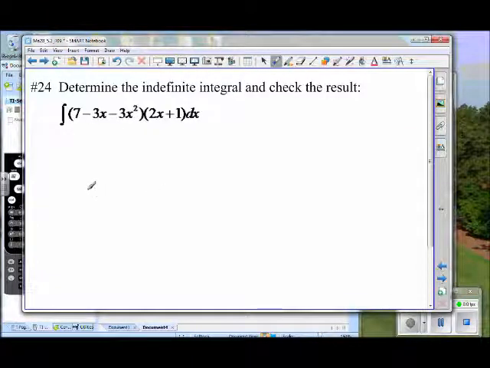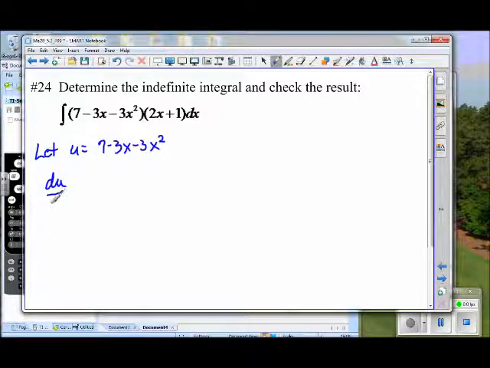Okay, next problem. Indefinite integral. We have this trinomial times this binomial times the differential. Again, we are wanting to look for a composite function. The function may not appear to be composite. However, we're going to look for the more complicated portion of this, and the quadratic is more complicated than the linear. So let's let u equal 7 minus 3x minus 3x squared.